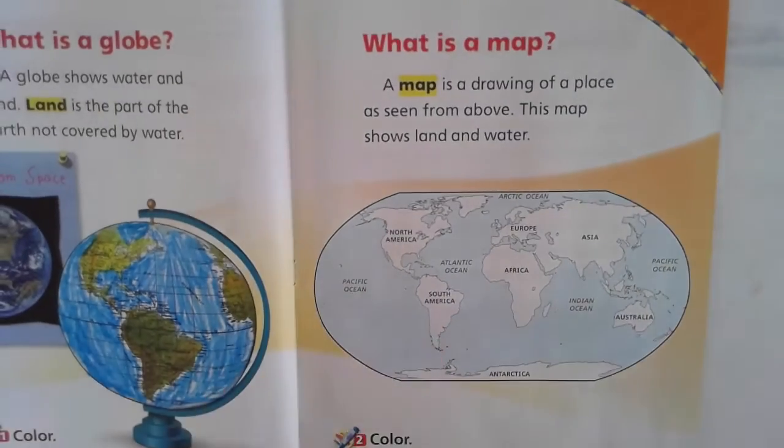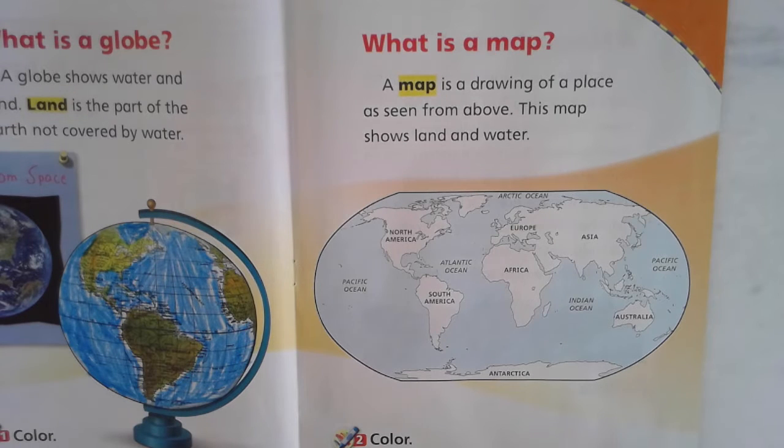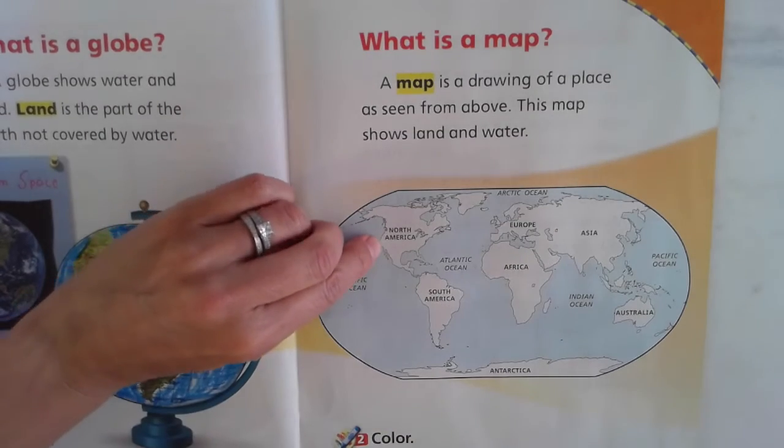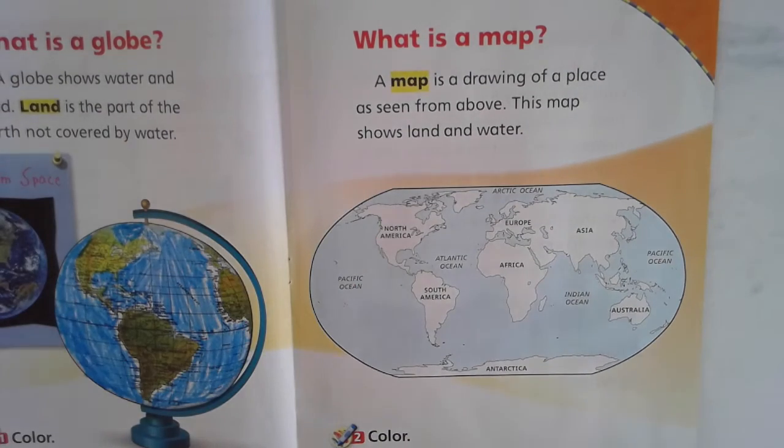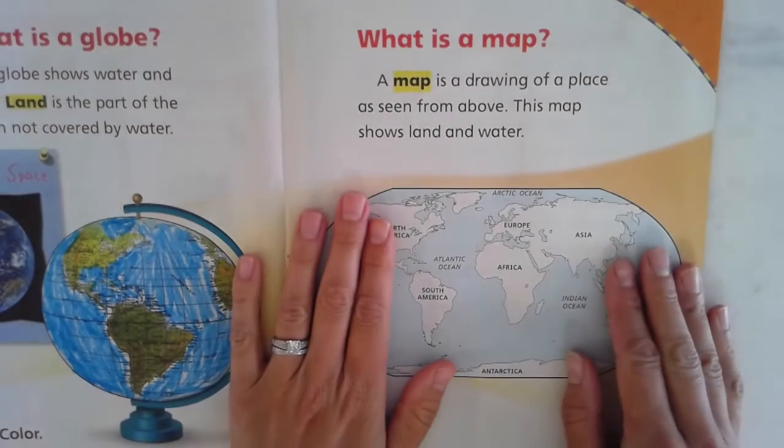What is a map? A map is a drawing of a place as seen from above. This map shows land and water. So we are way down here, little itty bitty. So this is as if we were way, way, way far up high in the sky, maybe even out in outer space, looking down at the earth.